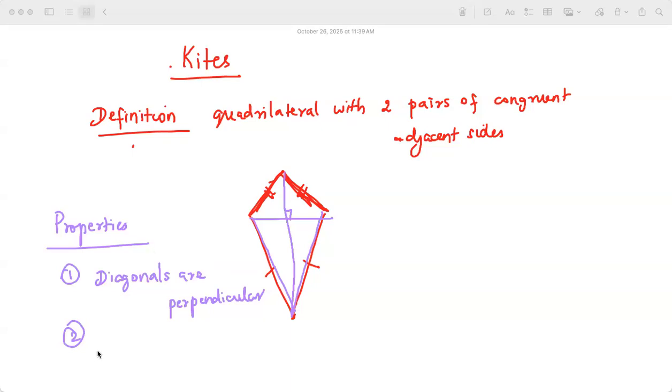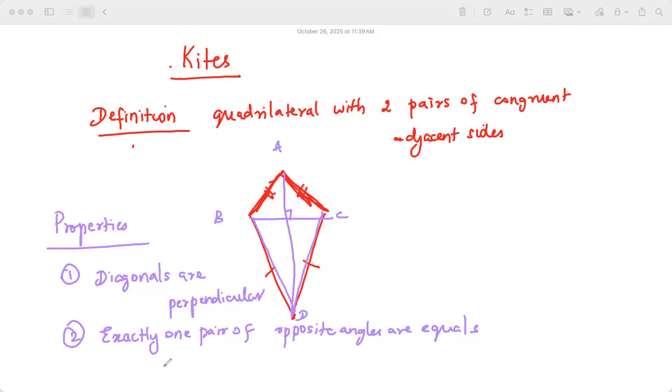Exactly one pair of opposite angles are equal. That means what? Which pair of opposite angles are equal? Who can tell me? Just guess, wild guess. Which pair of opposite angles are equal?